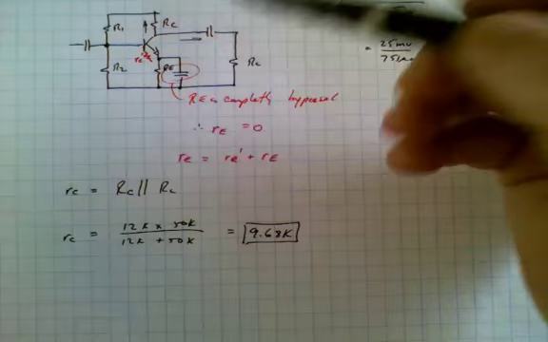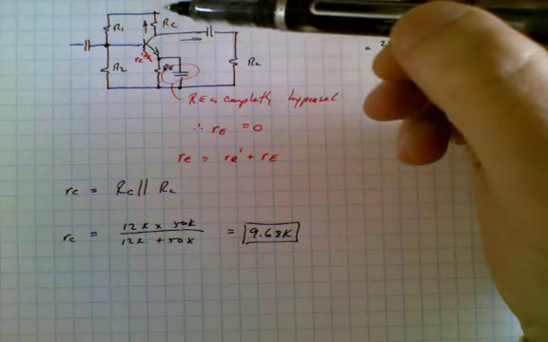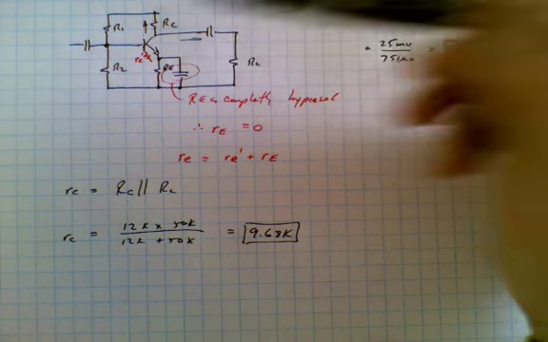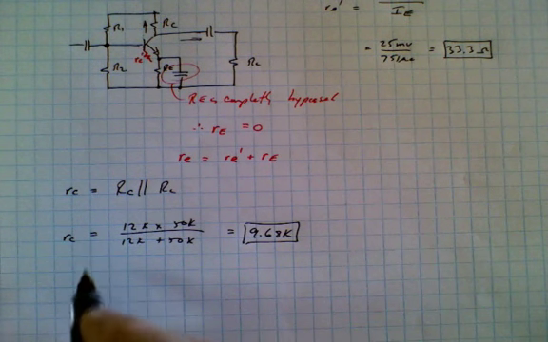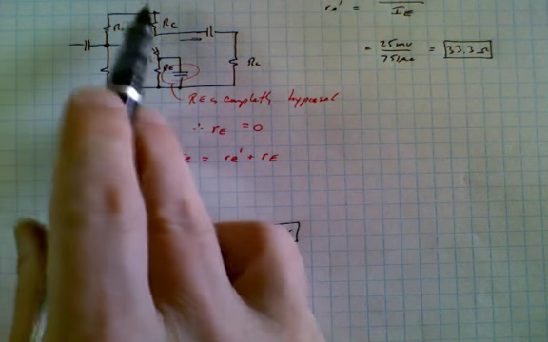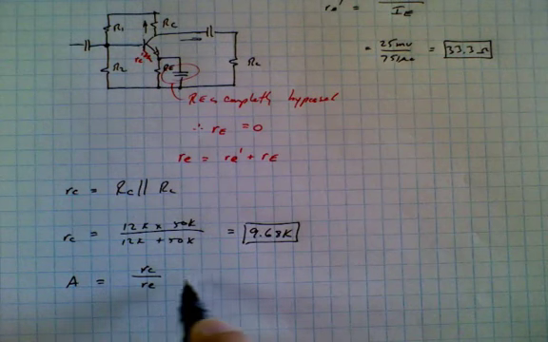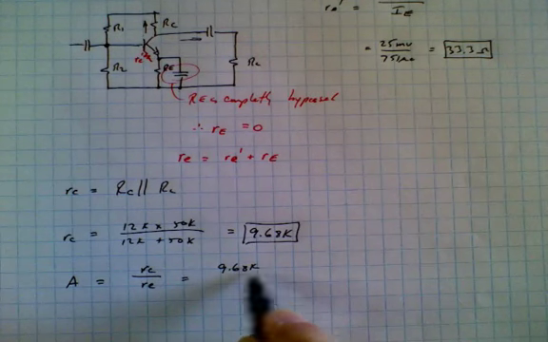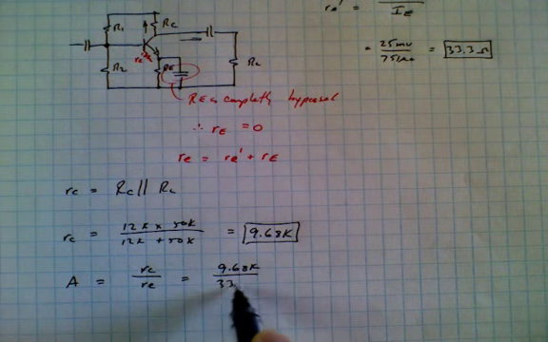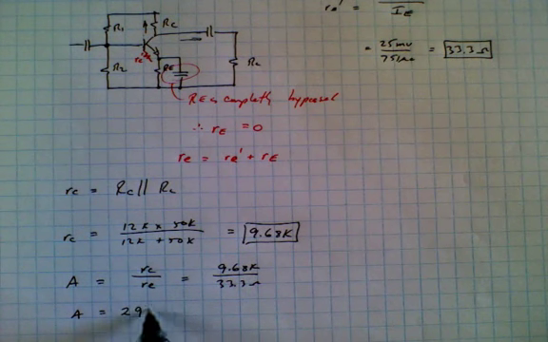Now, because the current in the collector is basically the same as the current in the emitter, the gain of the circuit is simply the ratio of whatever AC impedance it sees in the collector divided by whatever AC impedance it sees in the emitter. So the voltage gain of this circuit is equal to the AC resistance in the collector, which is this RC, divided by RE. So it's 9.68K divided by, in the emitter, we only have Re prime, that's the only one, which is 33.3 ohms. That means that the gain of this circuit is 291.